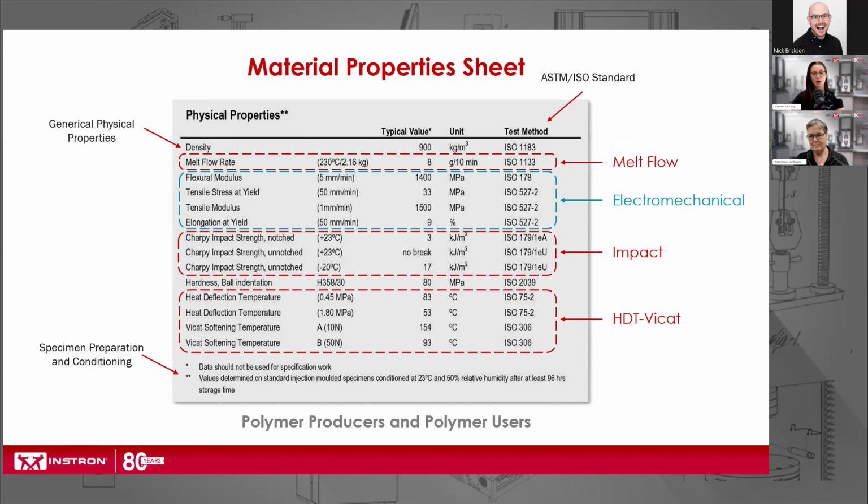A material property sheet is essential for selecting the right material for specific applications based on the performance requirements. Understanding these properties is vital for successful engineering and manufacturing processes and ensuring that the products are reliable and effective in their intended applications.